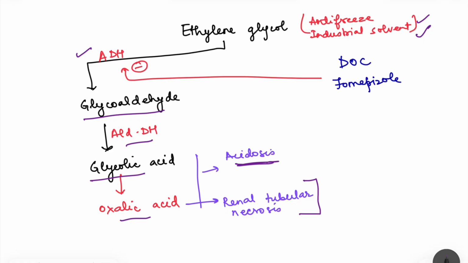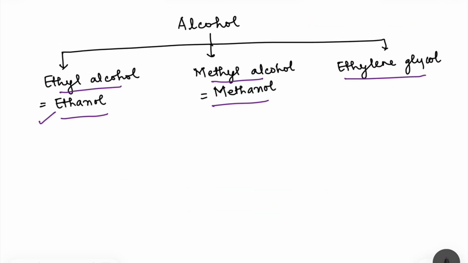So in this case, we think of ethylene glycol poisoning, and again the drug of choice for this condition is the same, fomepizole. And this drug, again, is going to inhibit the alcohol dehydrogenase and prevent the formation of this acid. So that is the methanol and ethylene glycol poisoning. So with this, we finish our alcohols, that is ethyl alcohol, methanol and ethylene glycol.